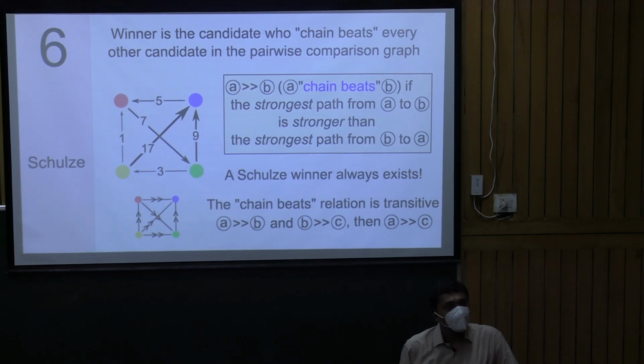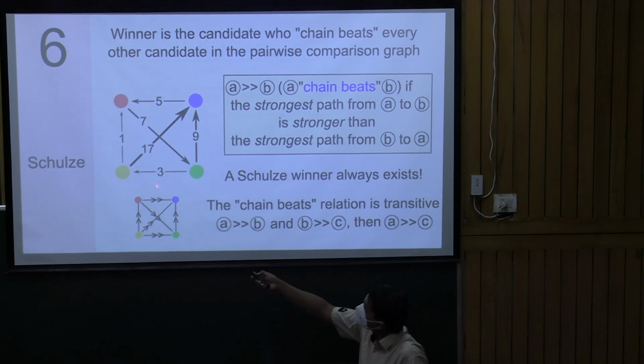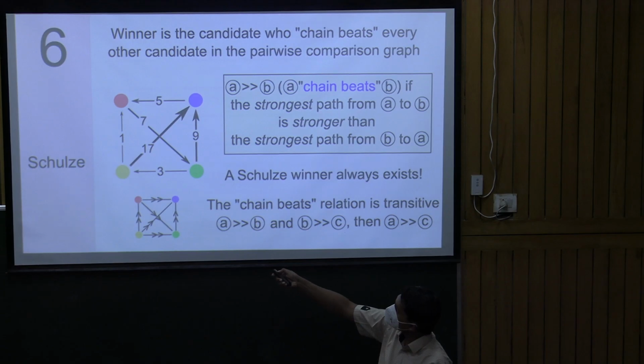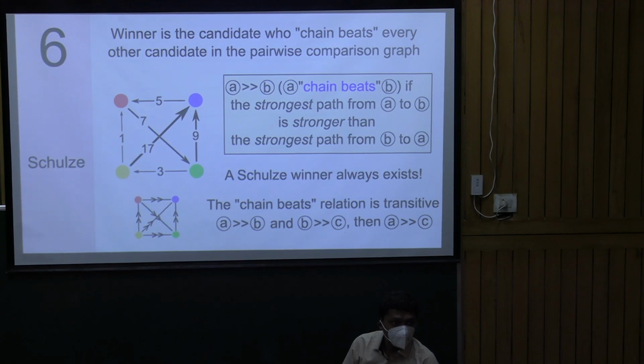Yes, Harsh. Would finding the Schulze winner be equivalent to finding the edge with the minimum maximum incoming weight? So what is an incoming weight of an edge? Incoming edge, like say for yellow, the incoming edge in this graph is just 3, right? And for blue that would be 17 and 9. So we want to minimize over the maximum incoming weighted edge.